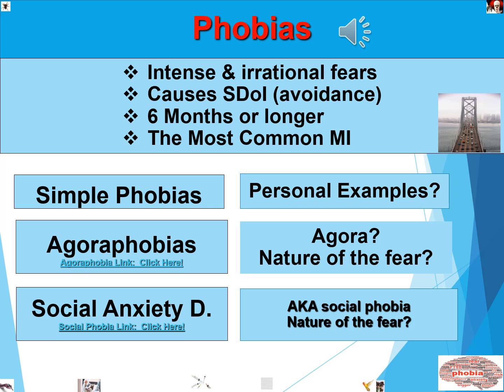Now, as mentioned, social phobia or social anxiety disorder, the nature of that fear is negative evaluation, concern with perhaps a negative judgment.